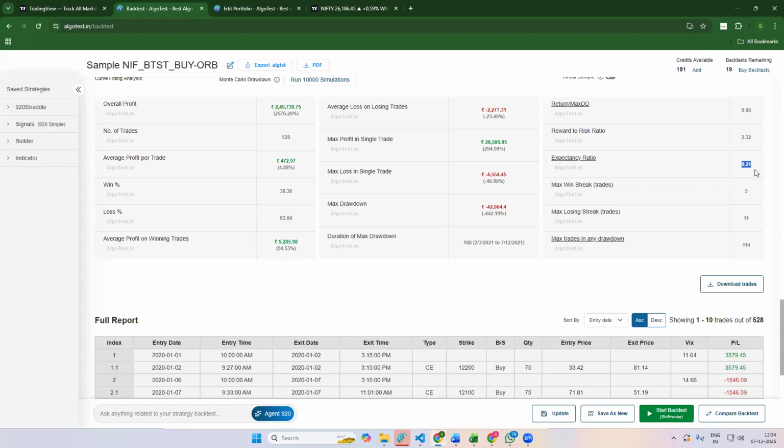And this expectancy ratio tells me that this strategy has got an edge over the losing trades. And then what I will see is, when I'm winning, what is my average win, and when I'm losing, what is my average loss. Got it? Does that answer? Yeah.